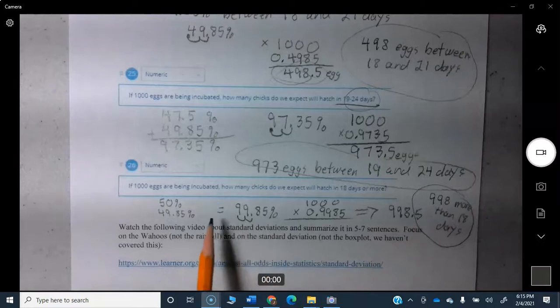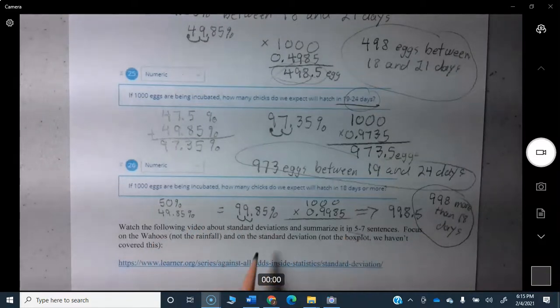So go ahead and do those. Be sure you understand them. Watch the video. 5 to 7 sentences. You give me less than 5 sentences, I'm going to give you less than a full score. Okay, when I say 5 to 7, but I don't want you to write a book either, okay? So don't give me a whole page. 5 to 7 sentences is really what I'm looking for, okay?